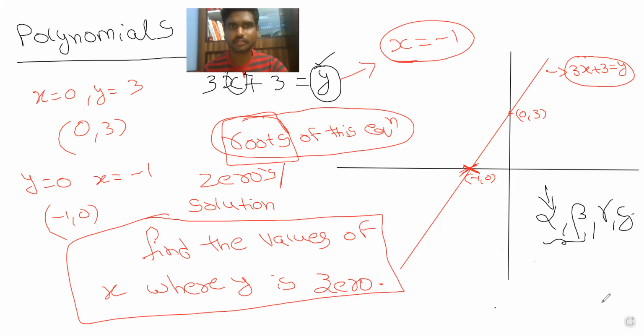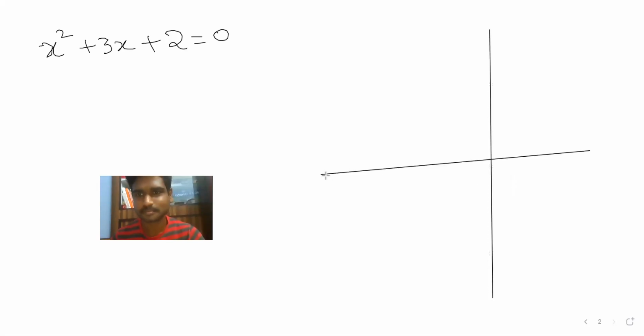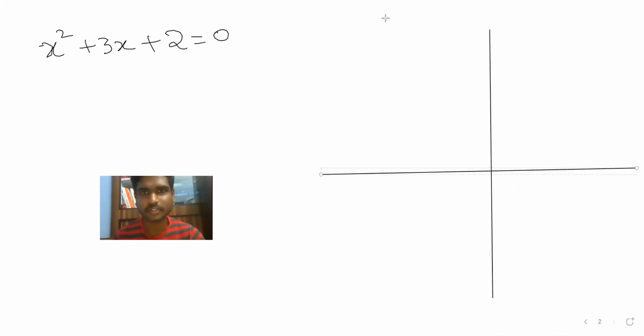Why? Because if you see x square plus 3x plus 2 equal to 0, we can split the middle term. That is splitting the middle term, which you will get in a separate chapter. First understand what it actually means. Here you have to see how many roots there should be. If the power of x is 2, there are 2 roots.